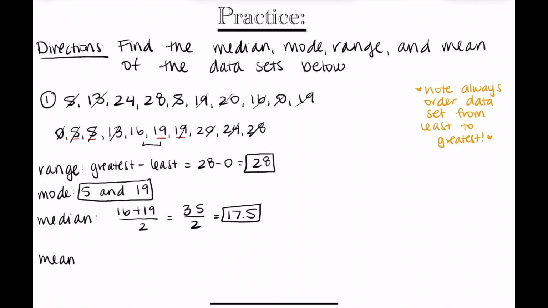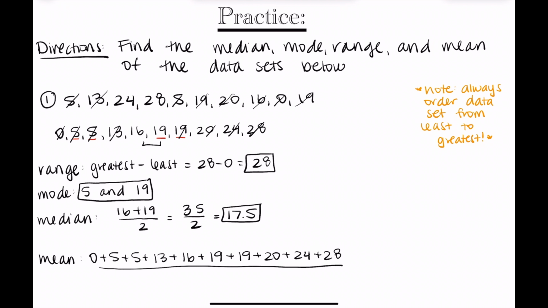And last but not least, we will get into our mean. Just as a reminder, this is statistics, so we are able to use a calculator here. For our mean, we're going to add up all of our numbers together and then divide by the number of numbers. So we will do 0 plus 5 plus 5 plus 13 plus 16 plus 19 plus 19 plus 20 plus 24 plus 28. And how many numbers do we have here? Well, let's go through and count. We have 1, 2, 3, 4, 5, 6, 7, 8, 9, 10.